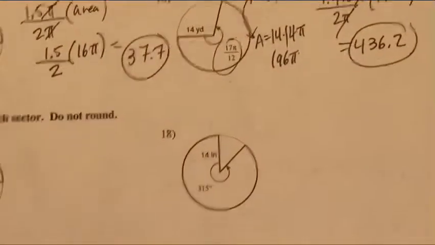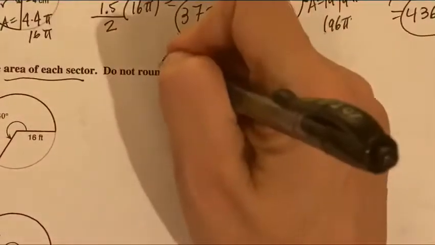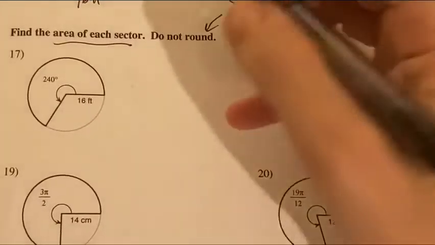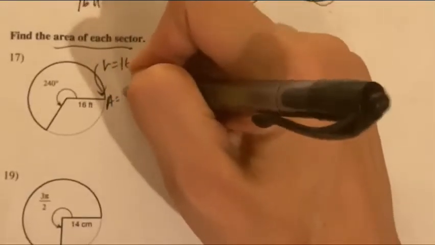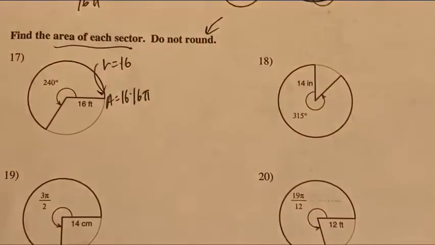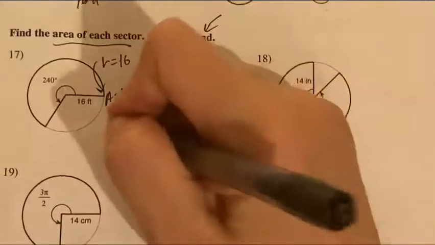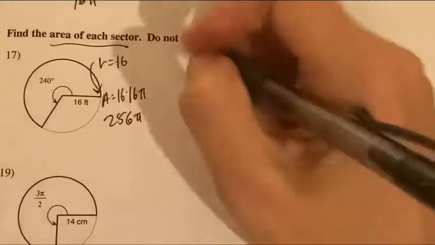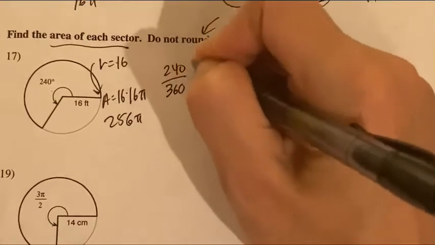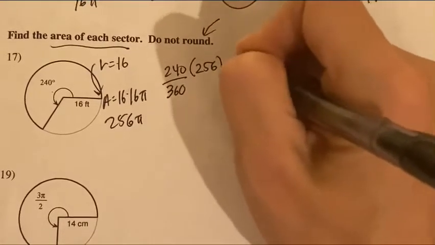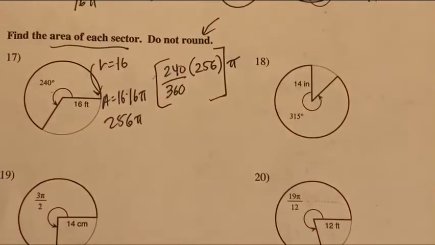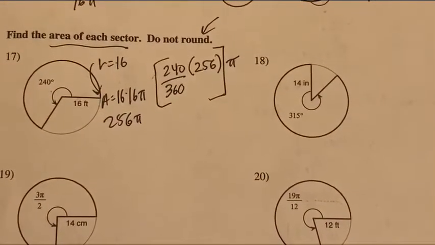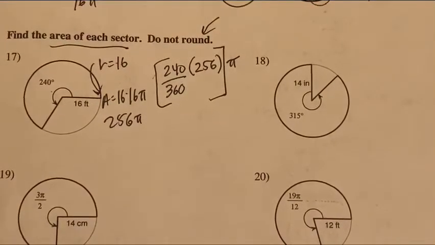Okay, now they say find the area of the sector, but don't round. Oh, those are going to be a little harder, but let's get it done. Radius 16, so area is 16 times 16 times pi. 256 pi. So what portion? 240 over 360 times 256 pi, right? Let's figure out if that is a whole number. We're hoping it is. 240 divided by 360, enter, times 256, enter.